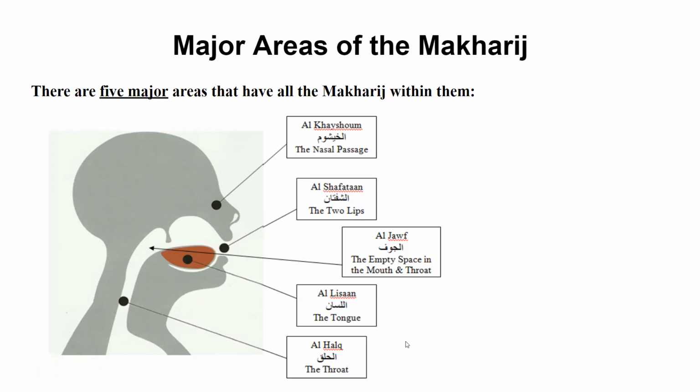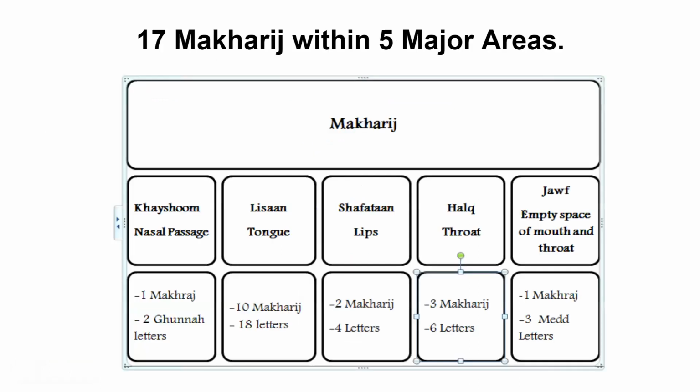So all of the Arabic letters are going to come from one of these. Each Arabic letter comes from one major area, and all of them have to be from one of these areas. So every single letter in Arabic, when you recite Quran or talk in Arabic, is going to come either from khayshum, the nasal passage, or shafatan, the lips, or in the empty space of the mouth and throat, or it can come from the tongue, or it can come from the throat. So these are all the possible areas where the sound can come in order for you to correctly make the sound of the Arabic letters the way that it was revealed to Prophet Muhammad sallallahu alaihi wasallam.